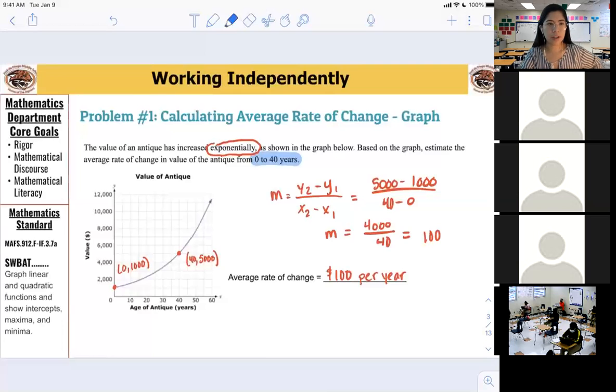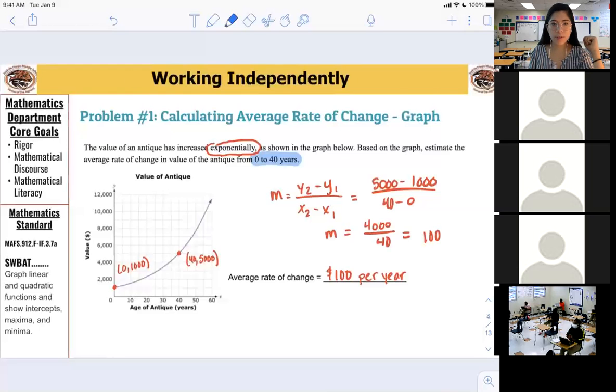Do I have any questions on number 1? And as you guys will see, the first like 4 or 5 problems are all about rate of change. So we'll be doing this formula a couple of times.